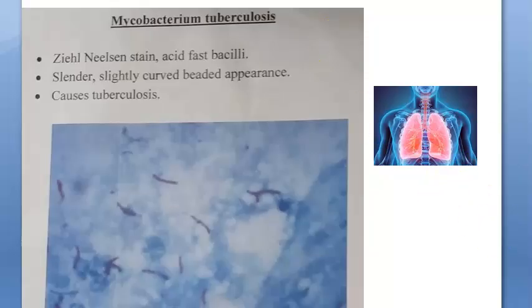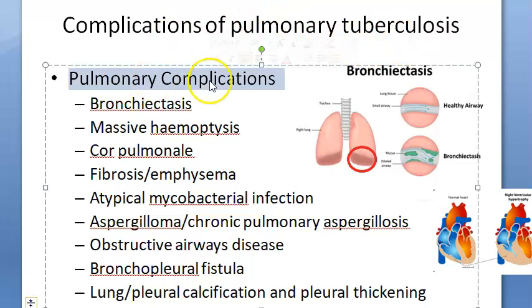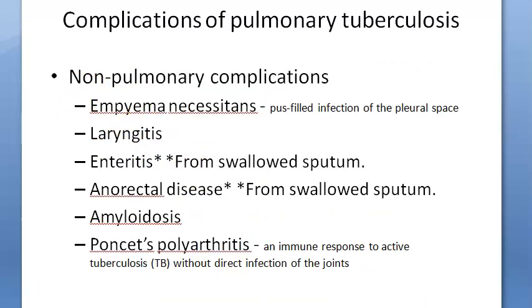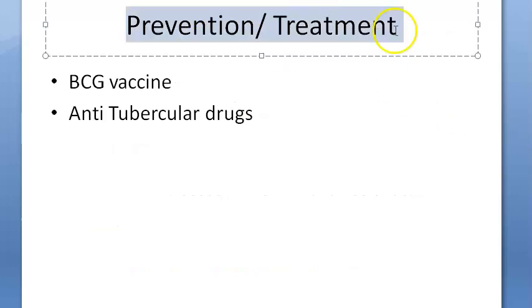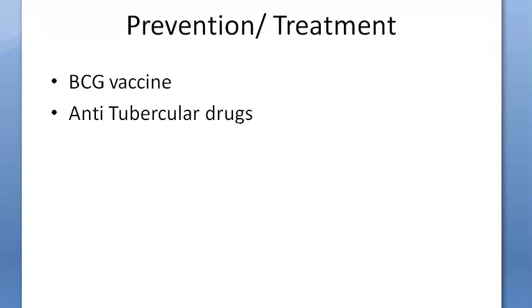Just an introduction we have given. Now what are the complications of pulmonary tuberculosis? Pulmonary complications first we will talk about. Then we will talk about the non-pulmonary complications. So there are only 2 slides here. Then lastly, we will just add one small line: prevention and treatment. That is the slide that I have prepared. Now let's get started with the actual content.